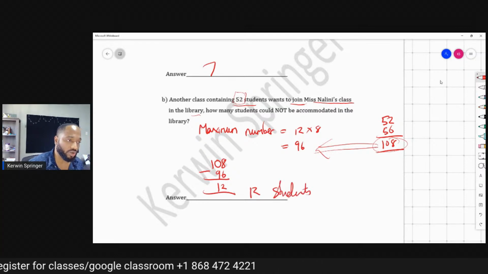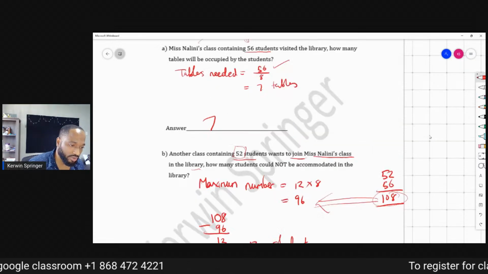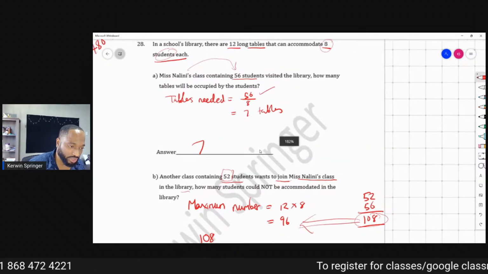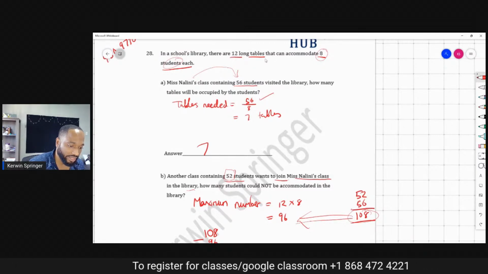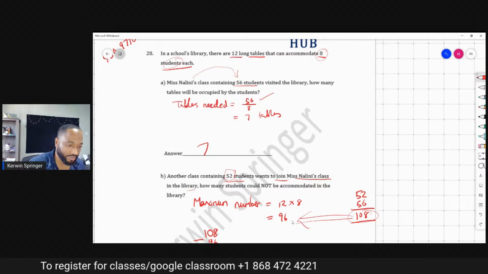12 students out in the cold there, boy. So what I do again, remember, we need to get how many students the library could hold. 12 long tables, 8 students each. 12 by 8 is 96 students max.